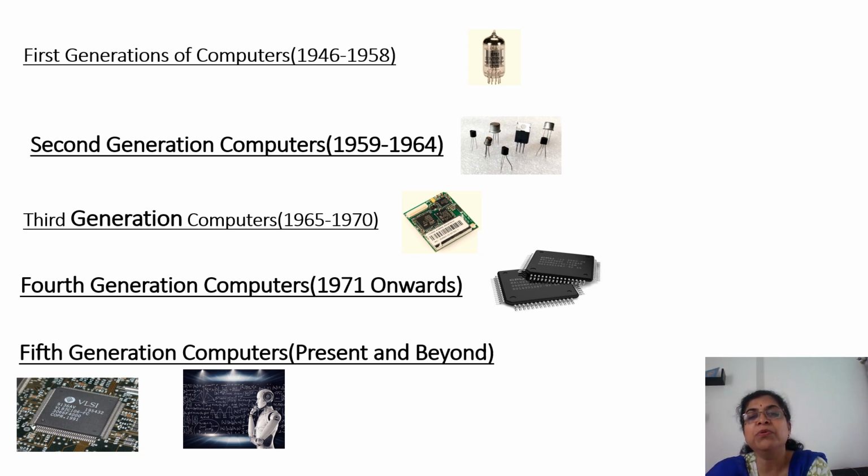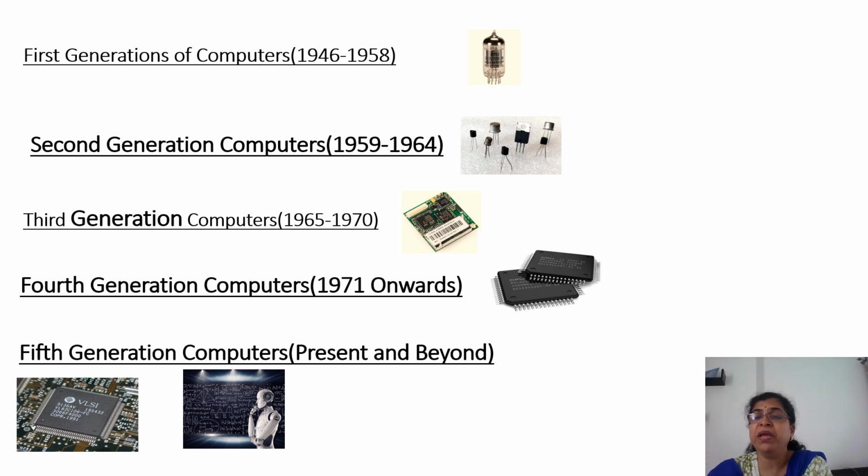Third generation computers, the period is 1965 to 1970. Integrated circuits were used. On one single chip, all the electronic parts were set up. In the fourth generation, compared to the third generation, the size got reduced again because it used microprocessors, meaning small tiny chips which were used in computer memory and computer hardware. Fifth generation computers: present and beyond.